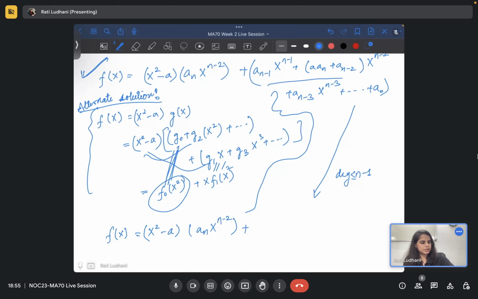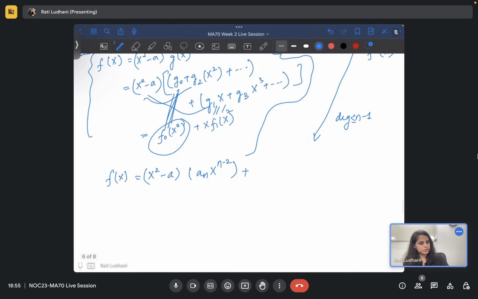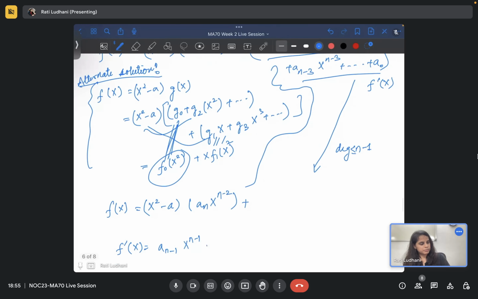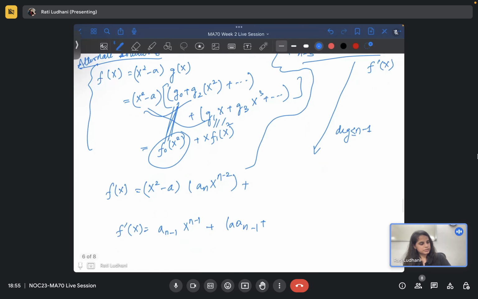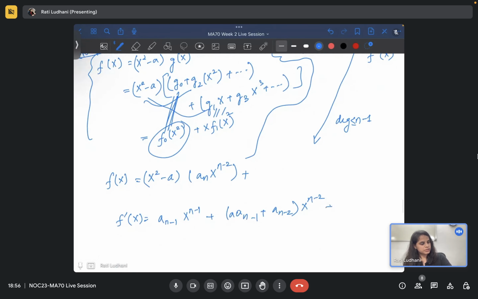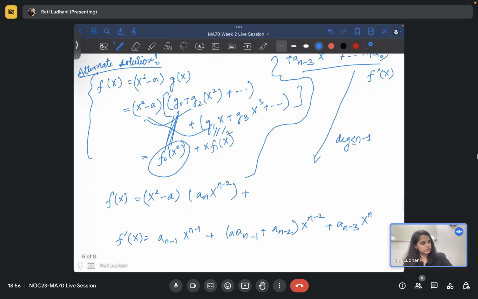So let me say that this is f dash of x. So f dash of x is equal to a n minus 1 x raised to power n minus 1 plus a n minus 1 plus a n minus 2 x raised to power n minus 2 plus a n minus 3 x raised to power n minus 3, and the other things are same.